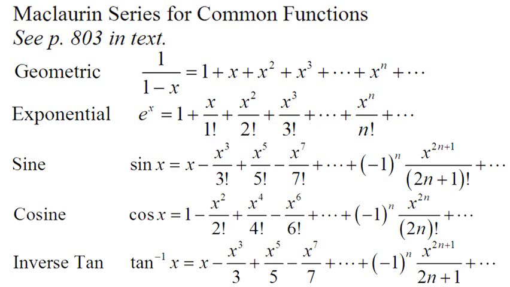Here's a complete list of the Maclaurin series you should memorize. The list can also be found on page 803 in your textbook. You've already seen the Maclaurin series for 1 over 1 minus x. Remember that it comes from the sum of the geometric series with first term 1 and common ratio x. We just derived the Maclaurin series for e to the x in the previous example.